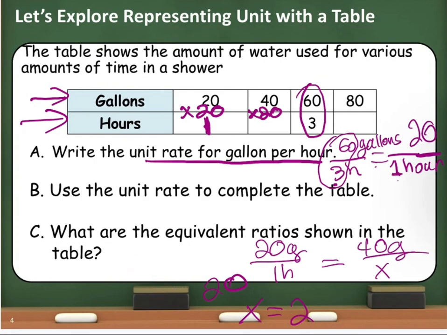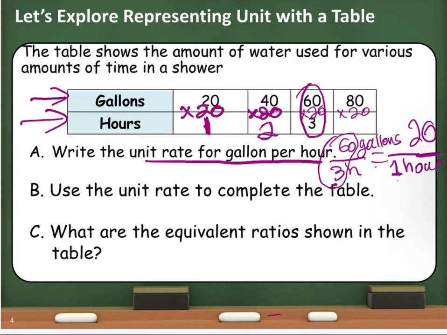Or you could also see 20 times 2 is 40. And so we multiply times 2 on the bottom. So 2, and we see that. We can see 2 times 20 equals 40. 3 times 20 equals 60. What times 20 equals 80?